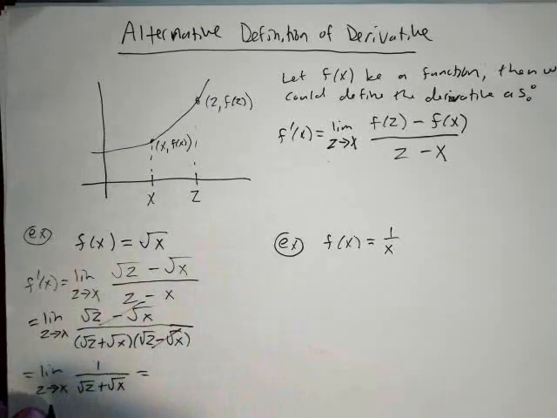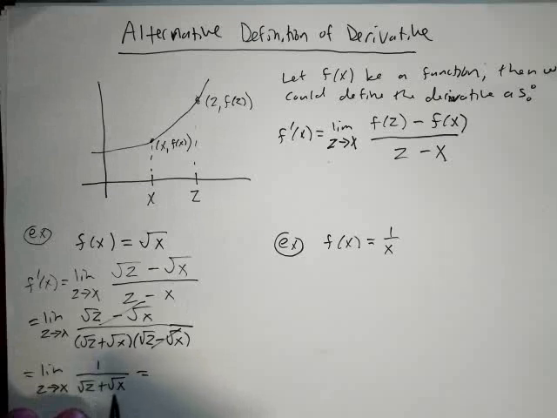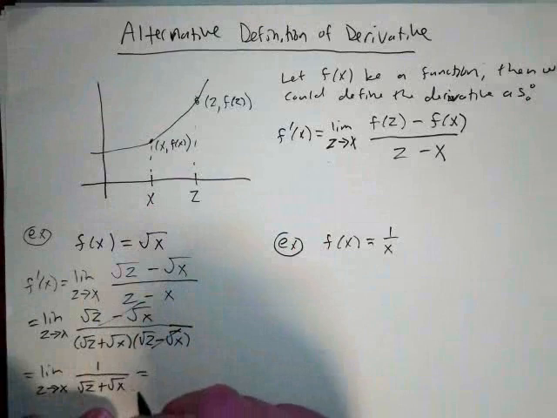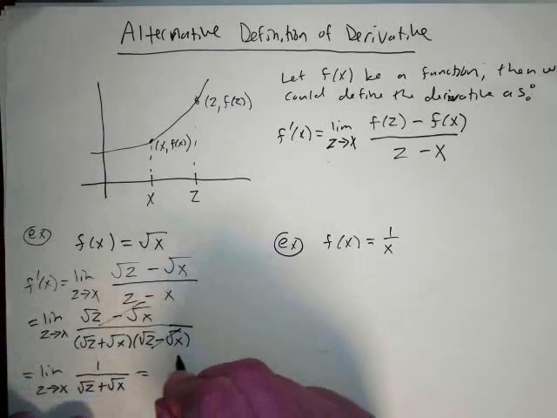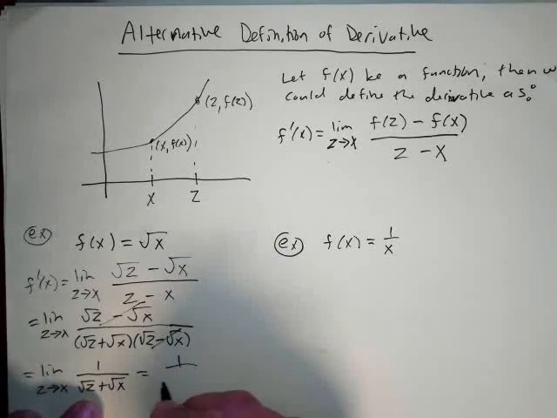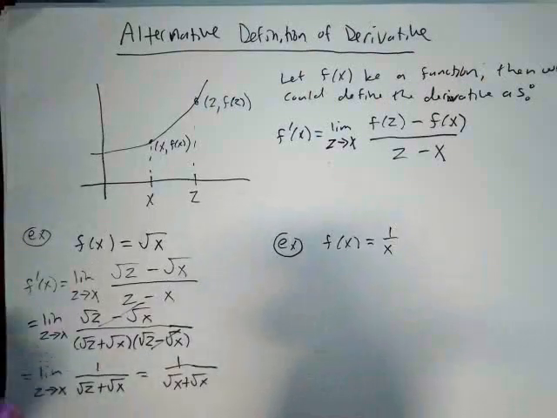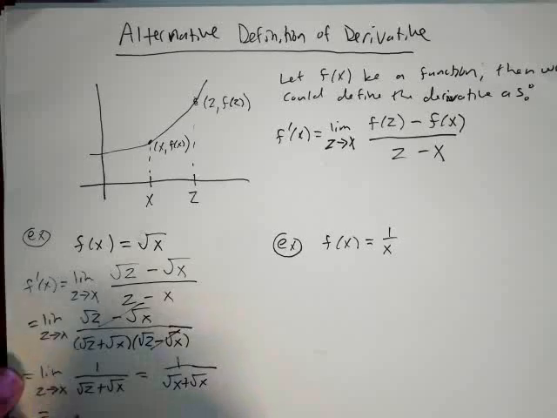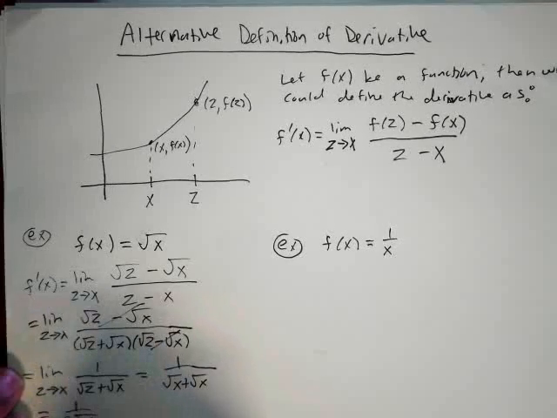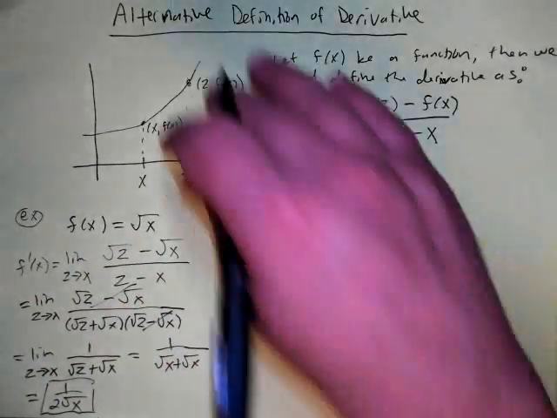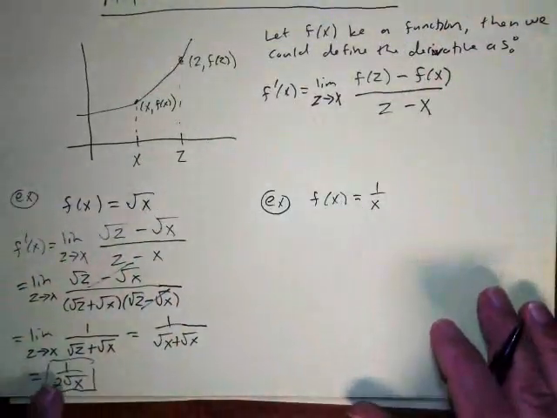Now I can take the limit as z approaches x, as long as x does not equal 0. Given any other number, the square root of z becomes the square root of x, plus the square root of x. That could be rewritten as 1 over 2 times the square root of x. If you look in the earlier videos when we did this the other way, we got the same thing. So this would be the derivative formula.